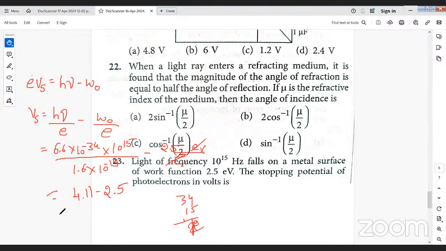So 4.11 minus 2.5 is how much? It is 1.61 volt. It is 1.61 volt is the stopping potential. Yes, copy down this. We will go for the next question.